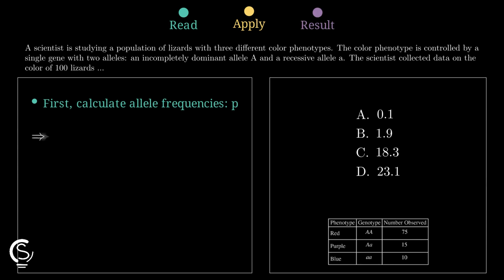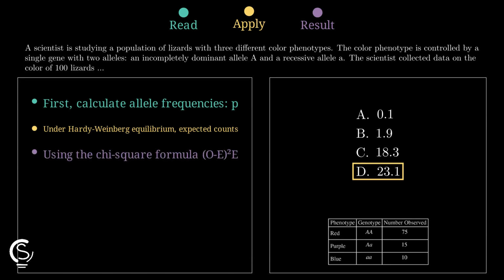Then plug observed and expected counts into the chi-square formula, add all category contributions, and the total lands closest to 23.1, which matches option D.